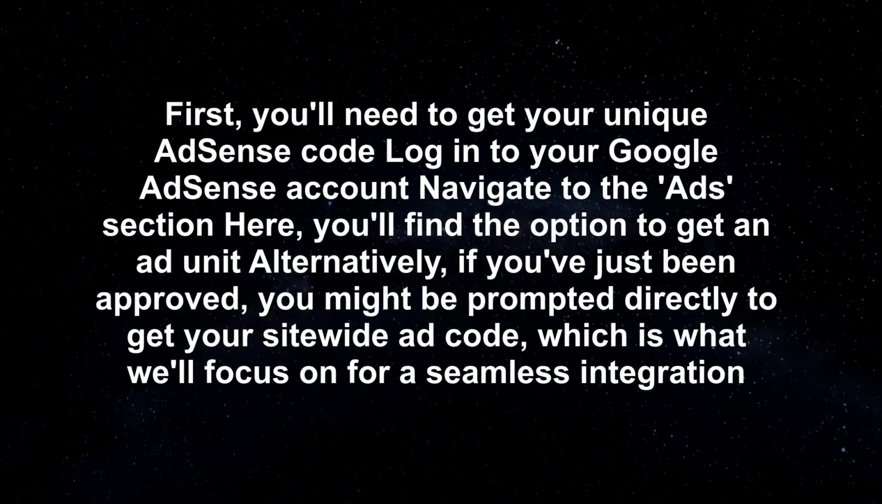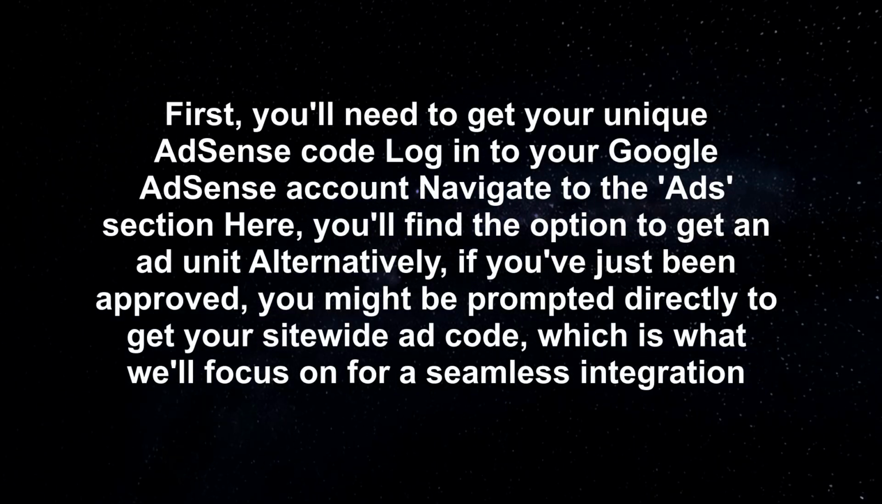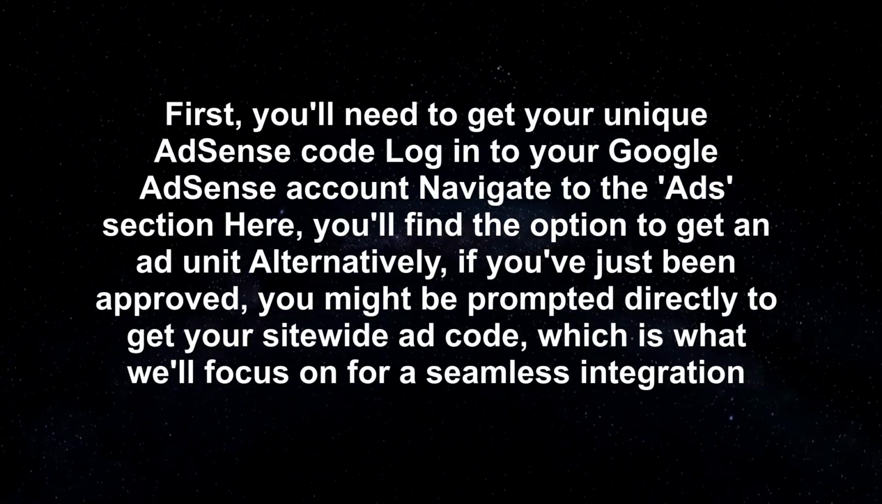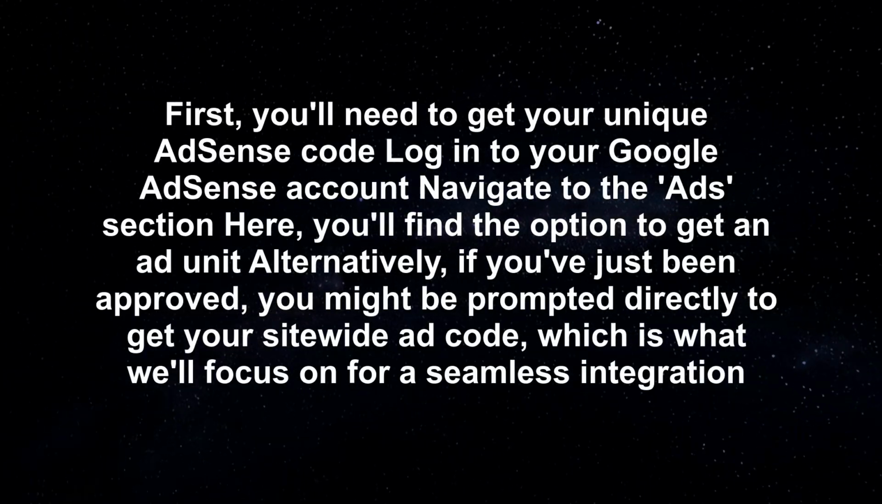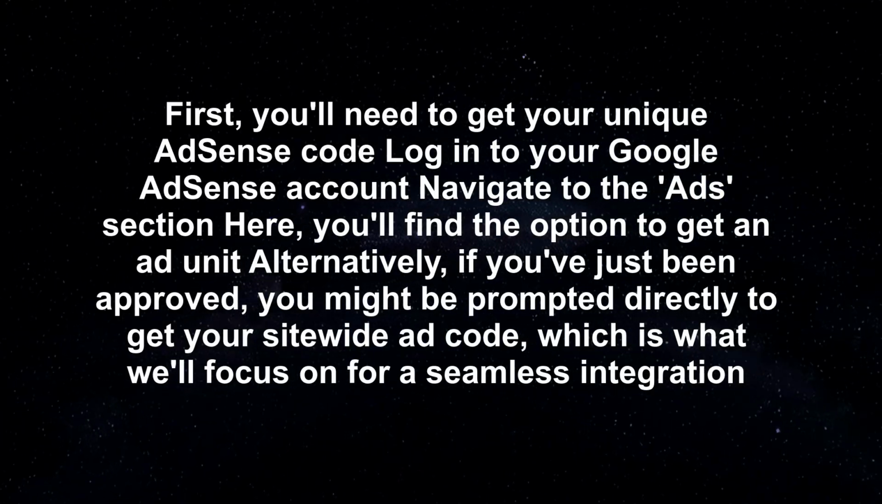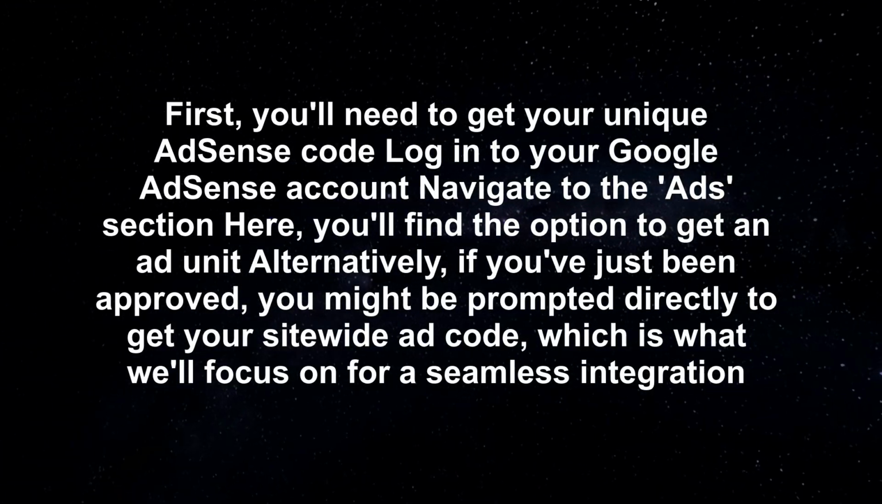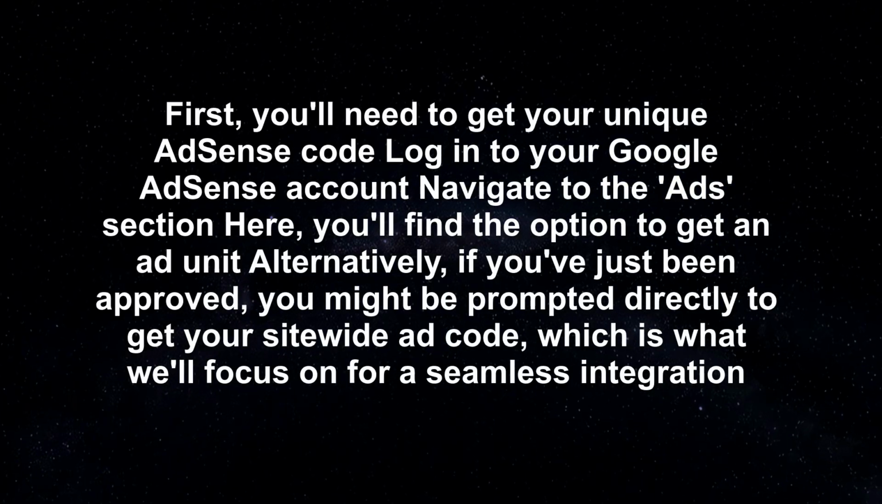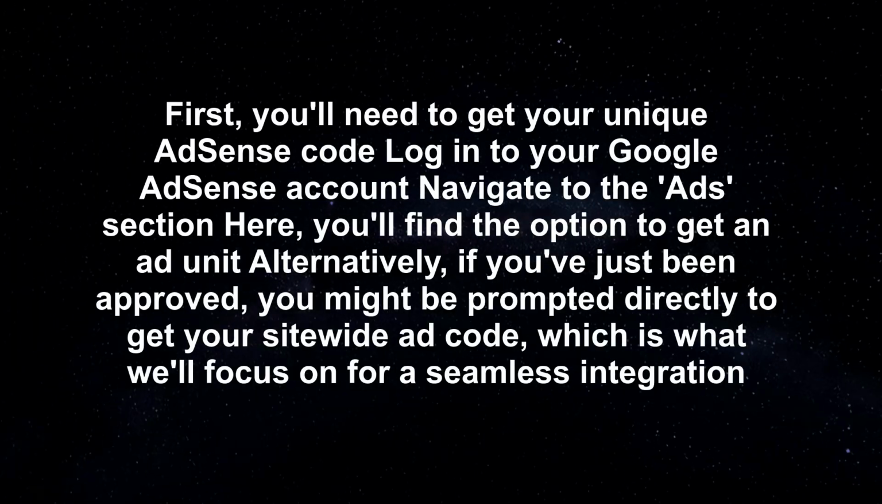First, you'll need to get your unique AdSense code. Log into your Google AdSense account and navigate to the Ads section here. You'll find the option to get an ad unit. Alternatively, if you've just been approved, you might be prompted directly to get your site-wide ad code, which is what we'll focus on for a seamless integration.